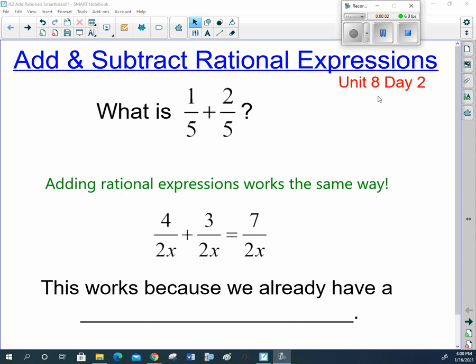Okay, today we are going to be adding and subtracting our rational expressions, and hopefully this is where doing those bell works in the last unit are going to pay off, helping us to find our common denominator and to reduce our fractions. So let's go ahead and get started.